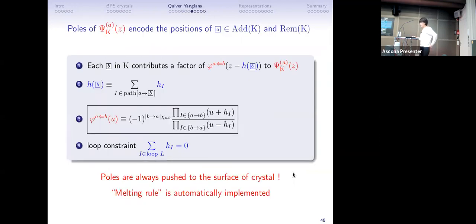So this is the summary of the essential features for this to work. Each atom B will contribute a binding factor to the chart function color A, and this is the equivalent weight for each atom. The important thing is this binding factor here. This will make sure that the poles always push to the surface, and the melting rule is automatically implemented.